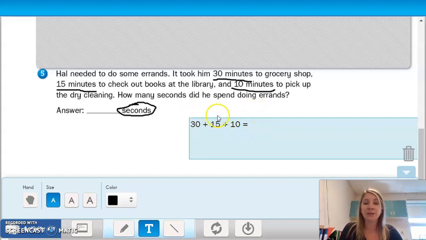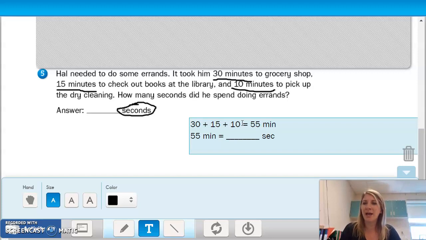All right, did you get that written in your book? And are we getting ready to add that up? If I add it up, I'm probably going to do the 30 and the 10 first and get to 40. 40 and 15 would be 55 minutes. So now I'm going to move to my second step because I'm expected to take those 55 minutes and figure out how many seconds that is.